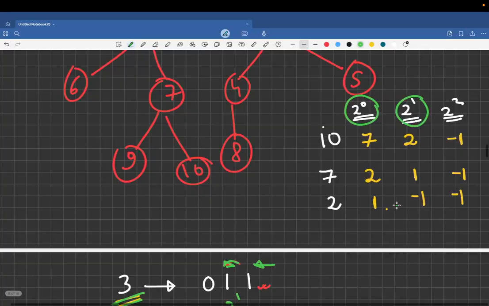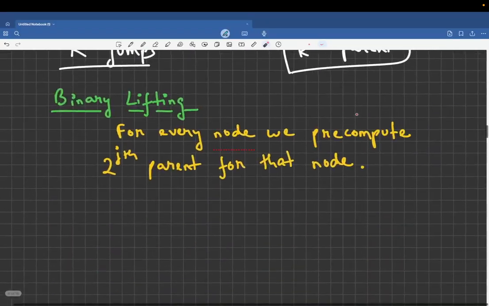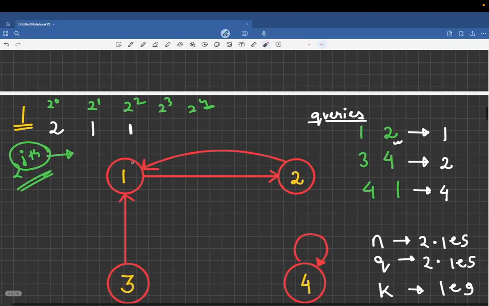So I hope that this thing is clear to each and every one of you. But now the only thing that is left is how we are actually going to store the 2 power jth parent. For storing 2 power jth parent, can you guys tell me which is the easiest one to store? I think you all guessed it right. The easiest one to store is the 2 power 0th parent. So if I already know the 2 power 0th parent for each and every node from the input given to me, right? This input is already given to me.